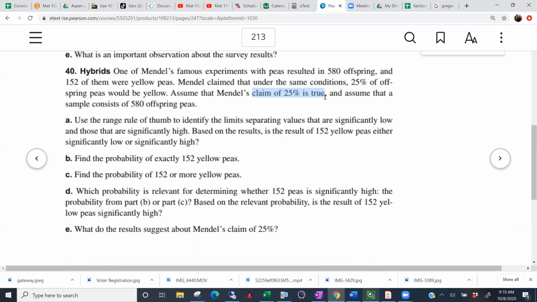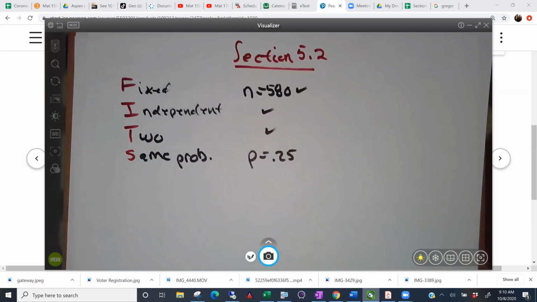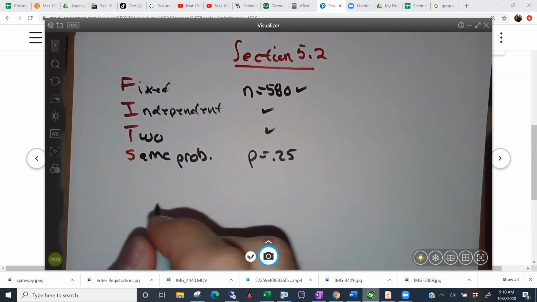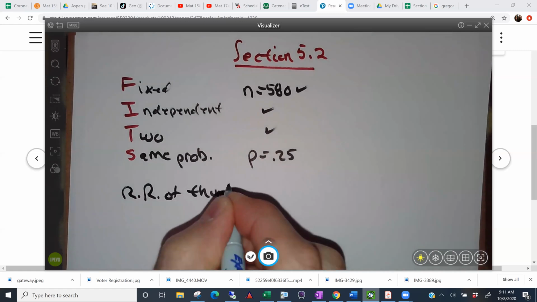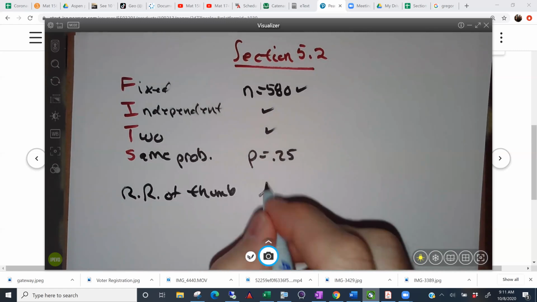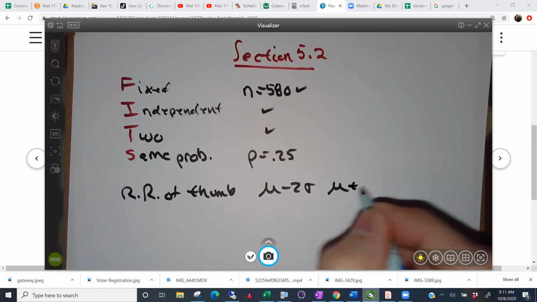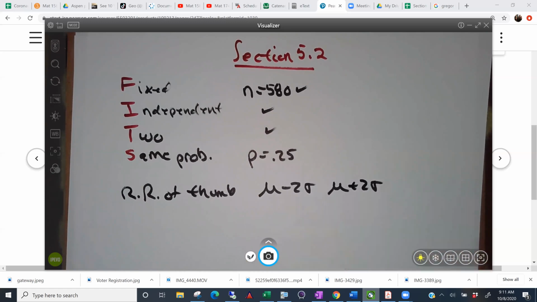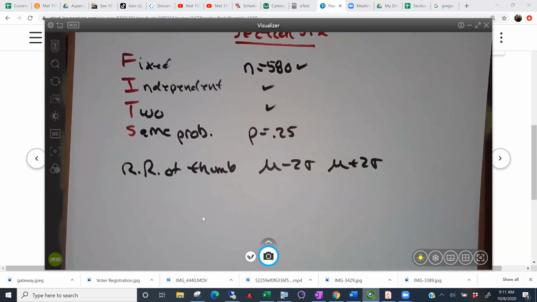So it says the first part is to use the range rule of thumb to identify limits separating values that are significantly low and those that are significantly high. That's a good question to start with because it's going to require us to know a few things. Remember the range rule of thumb? It looks at the values between 2 sigma below to 2 sigma above the mean, and that requires that we actually know the mean and standard deviation for this binomial random variable.